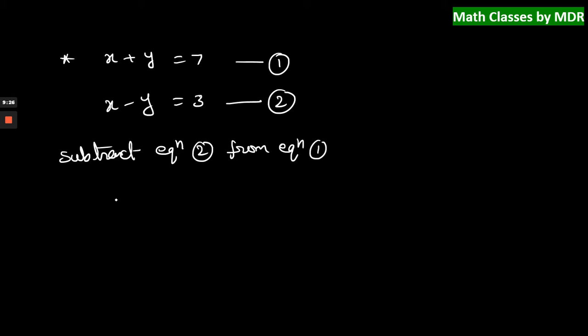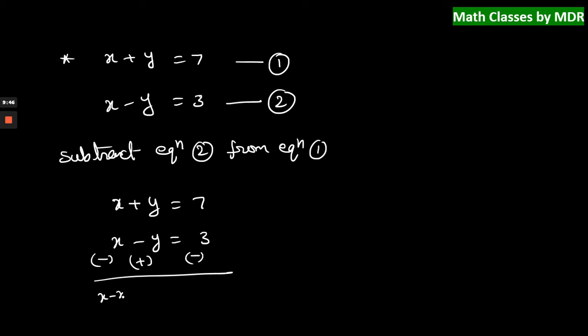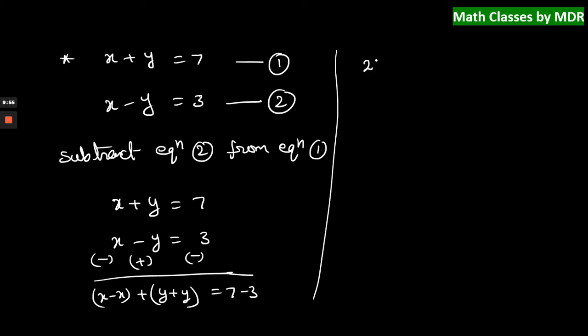The same subtraction can be done in a similar way to how we did the addition. We have to subtract the left hand sides and right hand sides separately. So when you subtract, x minus x, and minus of minus y will be plus y, and 7 minus 3. So x minus x plus y plus y, and 7 minus 3. So what do you get here? 2y is equal to 4. So that y is 2.